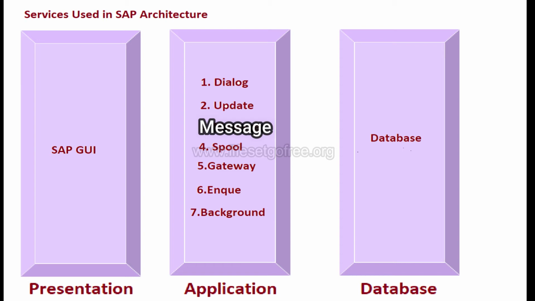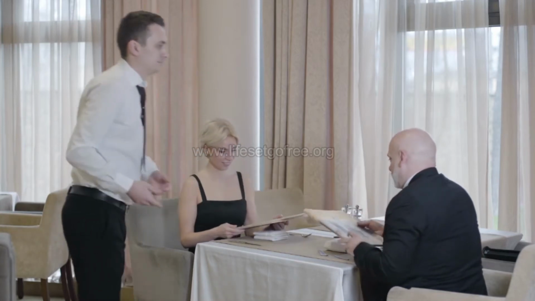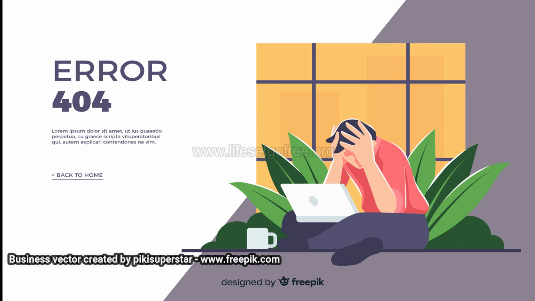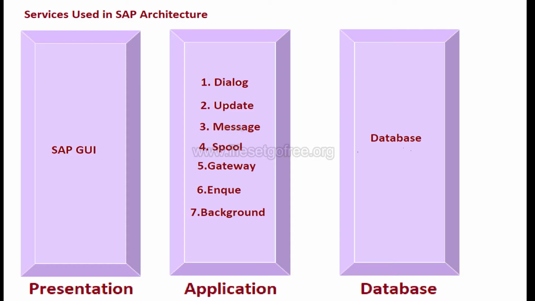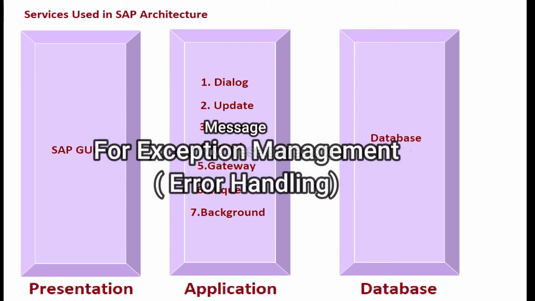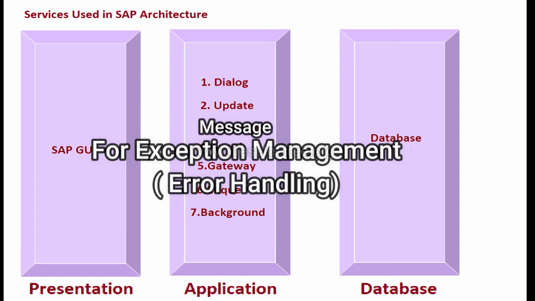Sometimes you might get some errors. Suppose a waiter has to tell that food is not available, or it might take some more time. Similarly, the data might not be there, or the combination of the data requested might have some errors, so you have to inform that to the client. In the same way, these are known as exceptions. So for exception management, this message service will be used. It is known as the error handling part.